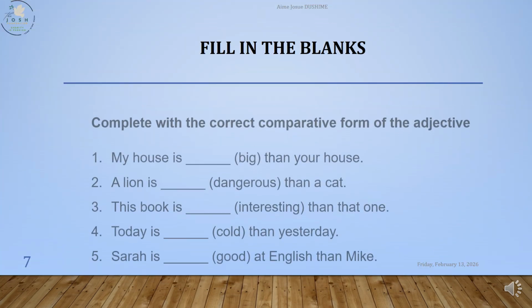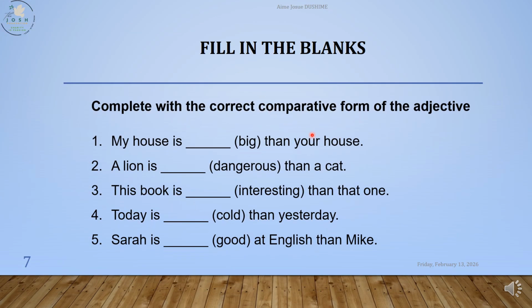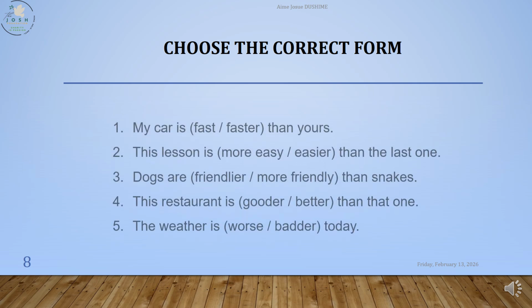So you're going to fill in the blanks. You're going to complete with the correct comparative form. My house is dash dash than your house. A lion is dash dash than a cat. This book is dash dash than that one. Today is dash dash than yesterday. Sarah is dash dash at English than Mike. This is a short adjective, this is long, this is long, this is short, this is an irregular adjective, and irregular adjectives, you know, they change the structure, they change the form. Correct form here. You have answers, you're going to choose the best.